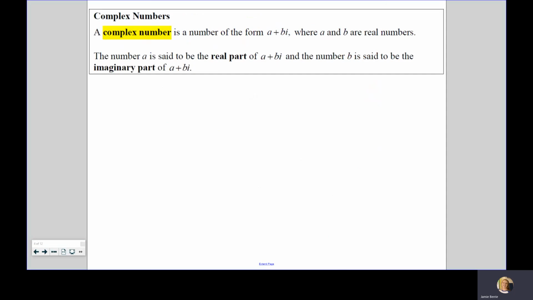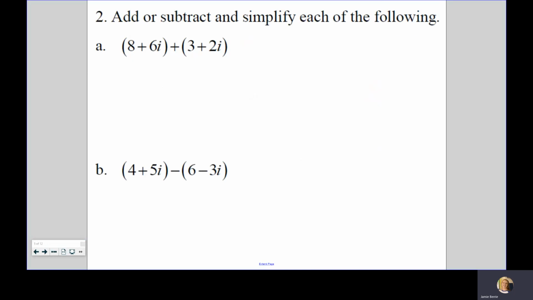First of all, again, the section was called the complex number system. So complex numbers are numbers where you have a real number plus an imaginary number. A complex number is defined to be a number of the form a plus bi, where a and b are real numbers, and i is that imaginary number i. The number a here is called the real part of the complex number, and b is called the imaginary part of the complex number. All right, so we're going to be looking at operations with complex numbers.